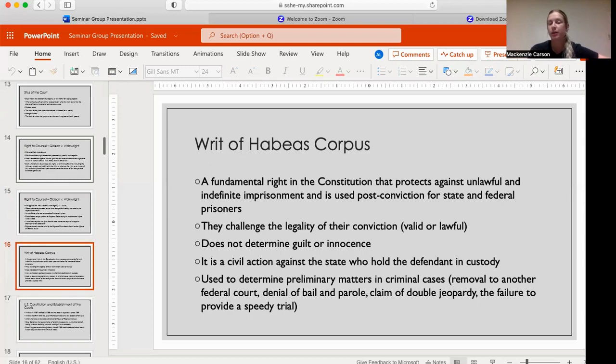It is used to determine preliminary matters in criminal cases. So either the removal to another federal court, denial of bail or parole, claim of double jeopardy, or the failure to provide a speedy trial.